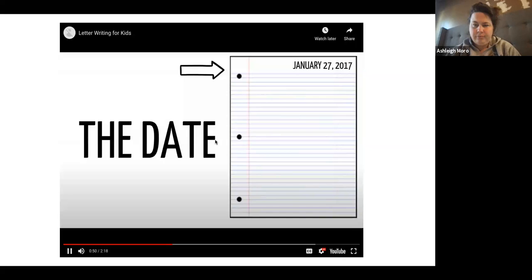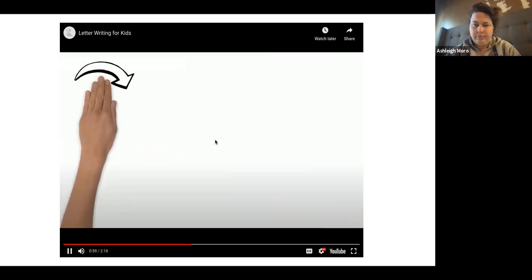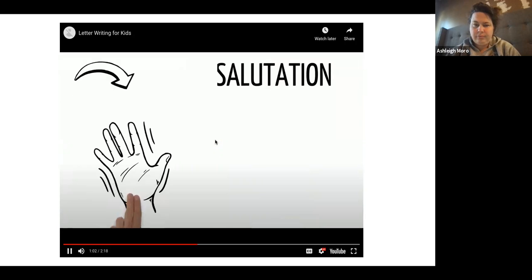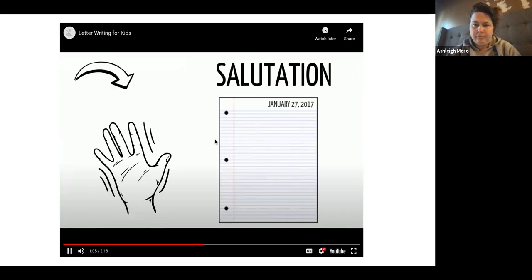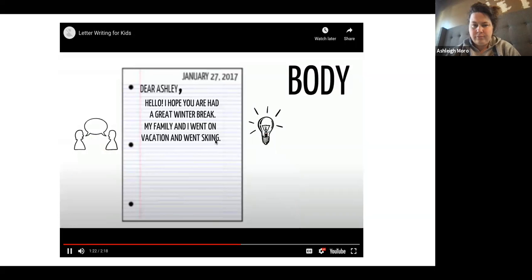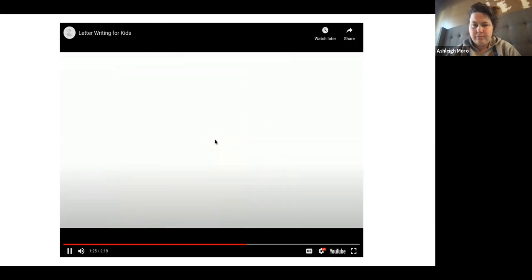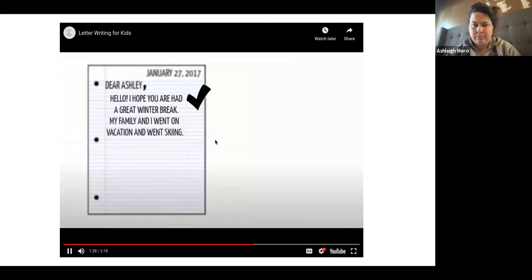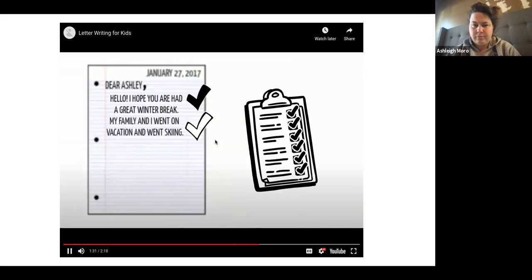The date goes at the top of your letter. It lets the person you are writing to know when you wrote the letter. Next, you must add the salutation or greeting. An informal or friendly letter will usually begin with dear, the person's name, and always ends with a comma. After the salutation comes the body of the letter. The body is very important because it is where you communicate your thoughts, ideas, and questions. The body of the letter always needs to be written in chronological order or in a sequence.